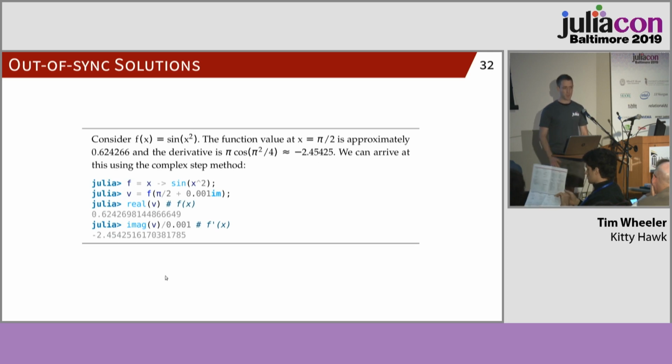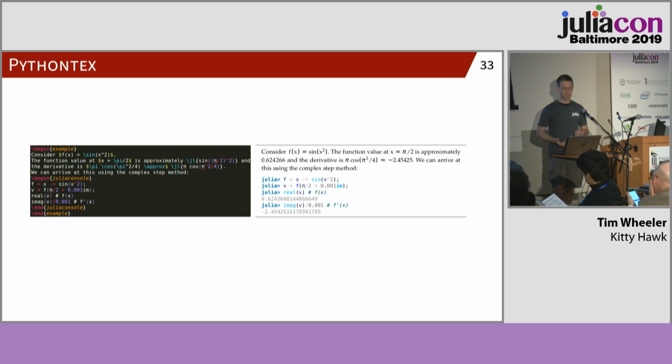I could type this up by hand, right? However, maybe tomorrow I decide maybe I didn't want to evaluate this at pi over 2, but I wanted to do pi over 3. I would then have to go get my calculator out, figure out this, retype it in, figure out this, retype it in, and then retype all this stuff in. I don't want to have to do that manually. I really want the program to do that for me. And so to the rescue comes PythonTeX.